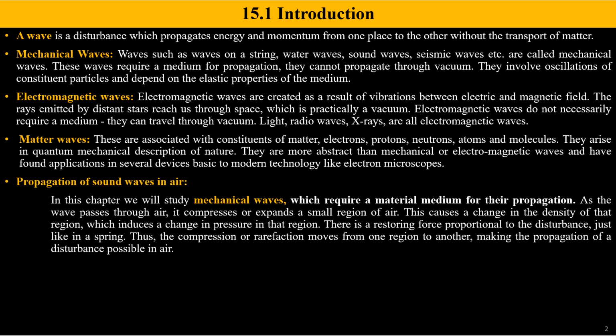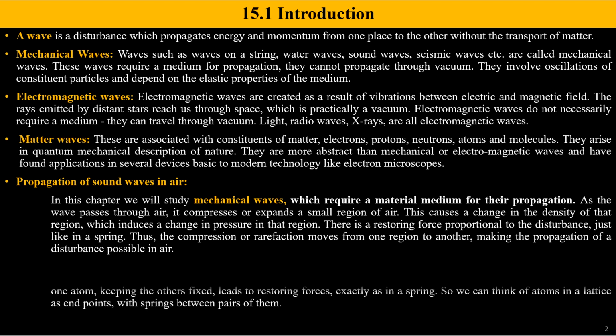Propagation of sound waves in air. In this chapter, we will study mechanical waves which require a material medium for their propagation. As the wave passes through air, it compresses or expands a small region of air. This causes a change in the density of that region, which includes a change in the pressure of that region. There is a restoring force proportional to the disturbance, just like a spring. Thus, the compression or rarefaction moves from one region to another, making the propagation of disturbance possible in air.